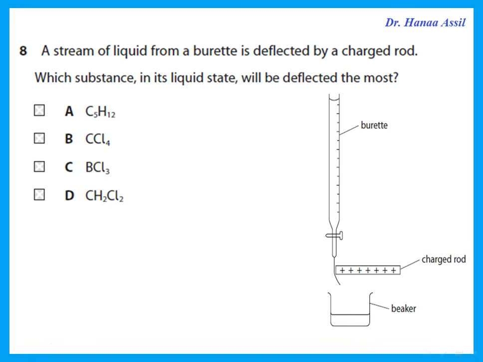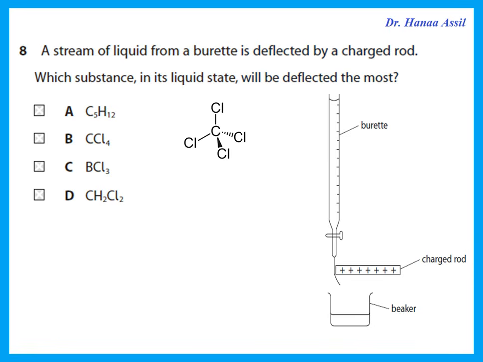A stream of liquid from a burette is deflected by a charged rod. Which substance in its liquid state will be deflected the most? Of course, when we have a charged rod, the liquid that is deflected has to be polar. So the question is, which of these is polar? Well, let's look at A. A is just pentane. Pentane is an alkane. Alkanes are not polar, so it will not be deflected.